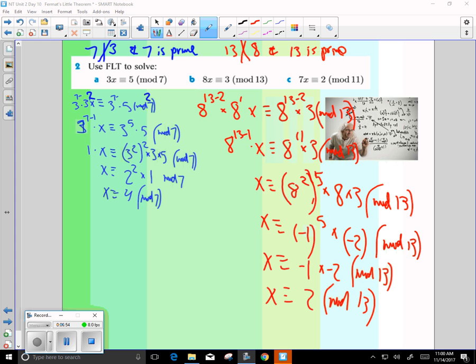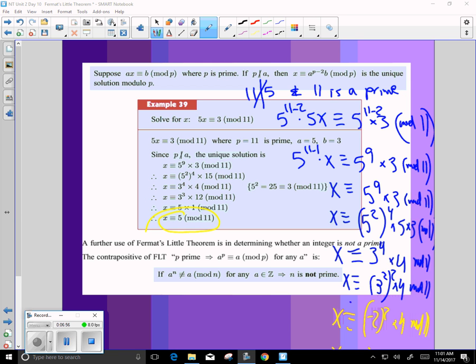2 is your answer. I'm going to tag this last part looking at determining primes. If a to the p is congruent to a mod p when p is a prime, what if a to the n was not congruent to a mod n? Okay? So in other words, let's do the complete opposite. If a to the n is not congruent to a, then n is not a prime. And that is what we want to be able to check.